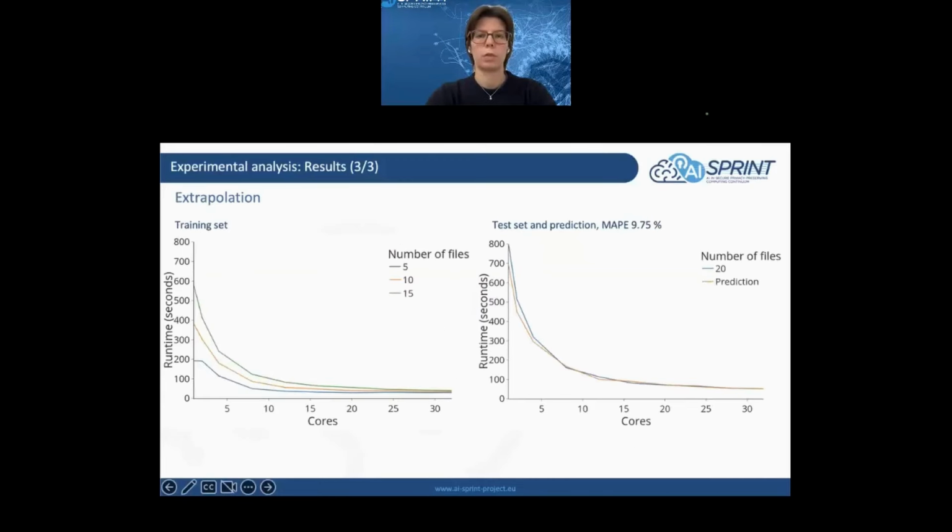Finally, here we report the results on extrapolation. In the plot on the left, we see the data collected when considering a variable number of input videos. We combine the two best models for the individual services and perform extrapolation on the data from the last test, including 20 videos, whose results we report on the right together with the corresponding predictions. The mean absolute percentage error of the combined models is 9.75%, proving the good extrapolation capabilities of our tool.